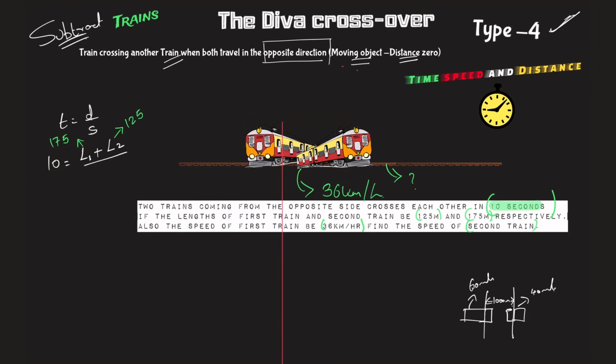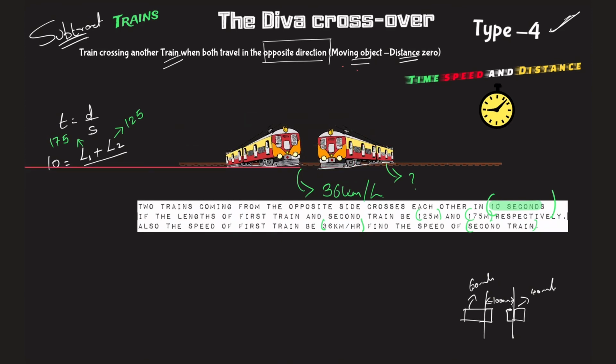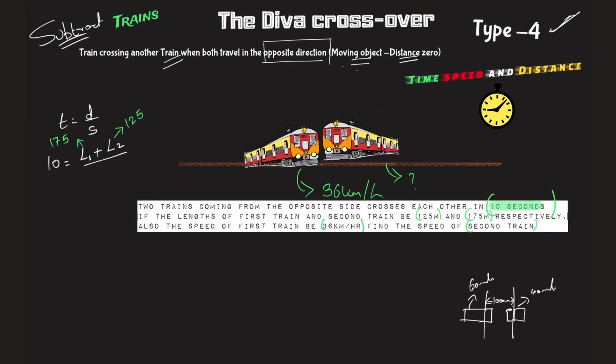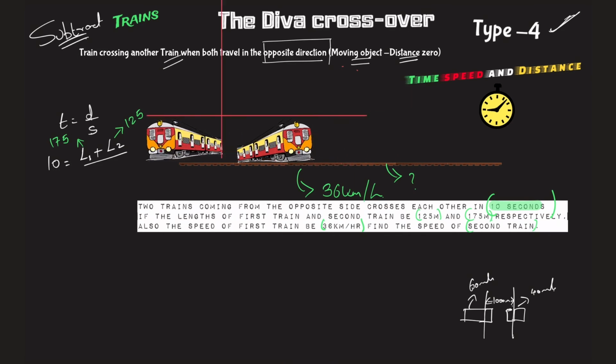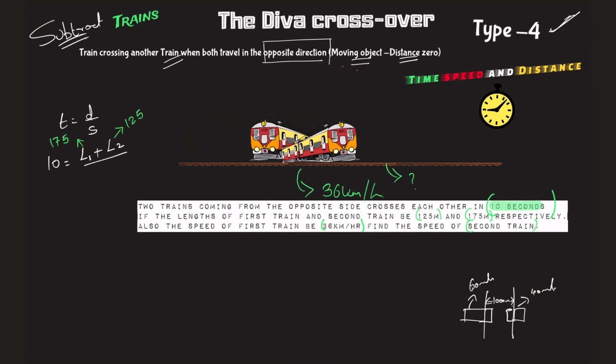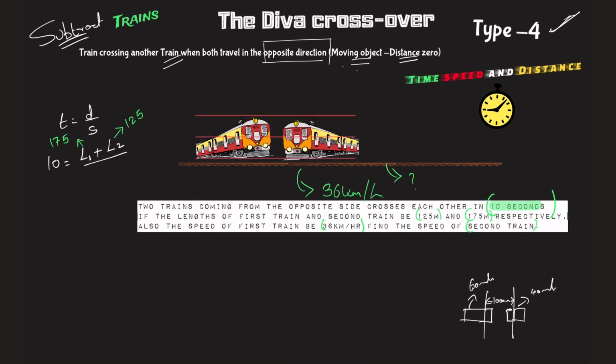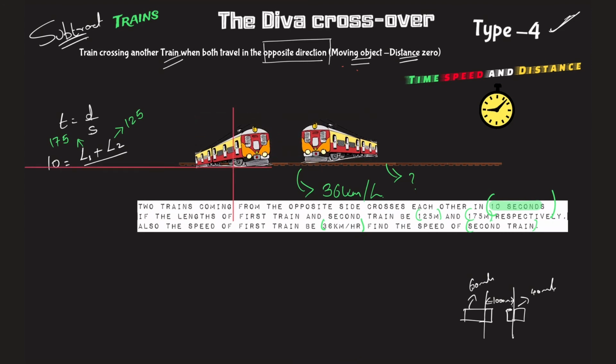So what do you do with the speed? You add the speeds when two trains are traveling in the opposite direction, because the total distance that you have to cover is being added by the two speeds. This is the crossover distance I have to cover. So if this is covering in 1 hour, this is also covering in 1 hour, right? So both the speeds need to be added when two trains travel in the opposite direction.